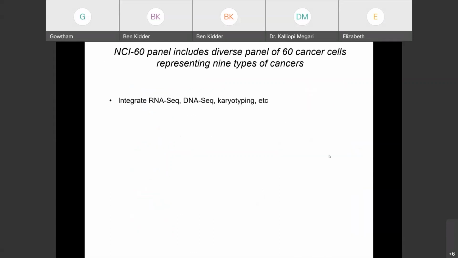So for this study, we were interested in interrogating the epigenomic landscape of a diverse set of cancer cells. The NCI60 panel represents 9 different types of cancer, 60 cancer cell lines, and there's a lot of data related to this that already exists, RNA-seq for example, but there really hasn't been a comprehensive profiling of the epigenetic landscape. So it was of interest to understand if there are differences in the landscape between different types of cancer and between different cell types as well.